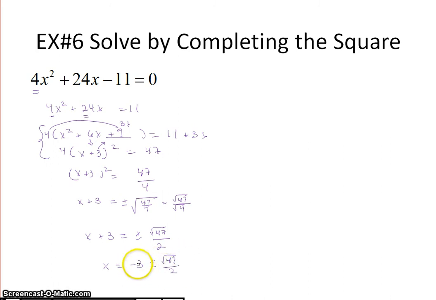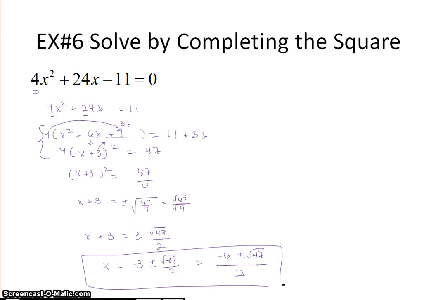The negative 3 does not, but you may see it written with a common denominator all over 2, because negative 6 over 2 is the negative 3. So you can see it written either way. This is what you would have gotten out of the quadratic formula if you solved this with the quadratic formula. So both of these are valid ways to write your answer.